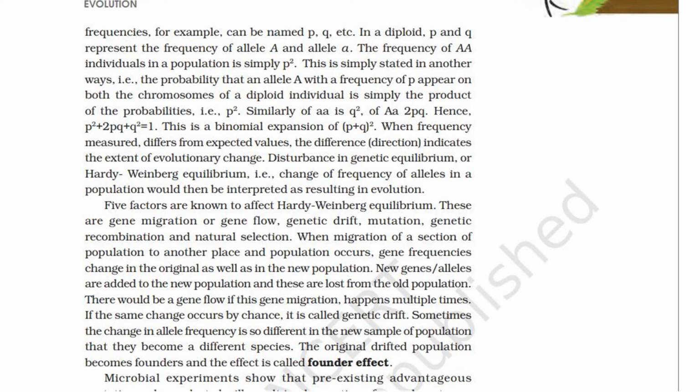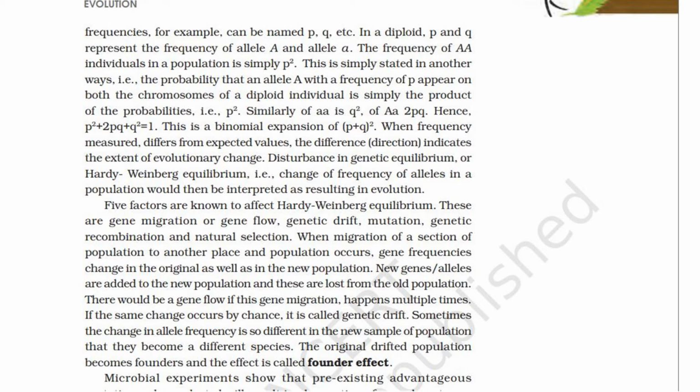Disturbance in genetic equilibrium, or Hardy-Weinberg equilibrium, that is, change of frequency of alleles in a population would then be interpreted as resulting in evolution. Five factors are known to affect Hardy-Weinberg equilibrium. These are gene migration or gene flow, genetic drift, mutation, genetic recombination and natural selection. When migration of a section of population to another place and population occurs, gene frequencies change in the original as well as in the new population. New genes, alleles are added to the new population and these are lost from the old population. There would be a gene flow if this gene migration happens multiple times.